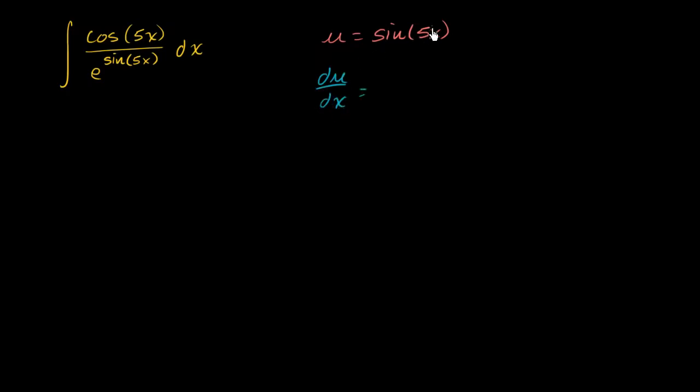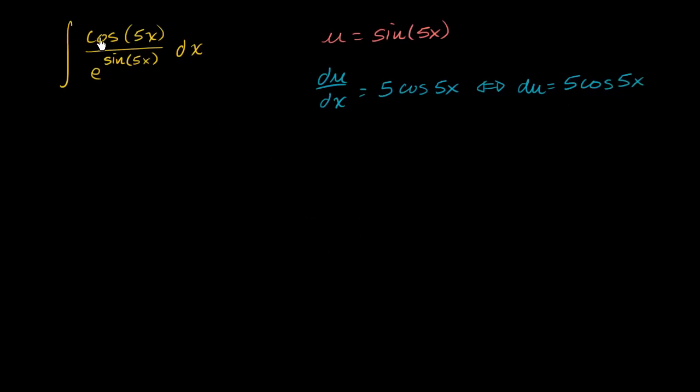we just use the chain rule. Derivative of 5x is 5 times the derivative of sine of 5x with respect to 5x. That's just going to be cosine of 5x. If we want to write this in differential form, which is useful when we do our u substitution, we could say that du is equal to 5 cosine 5x dx.